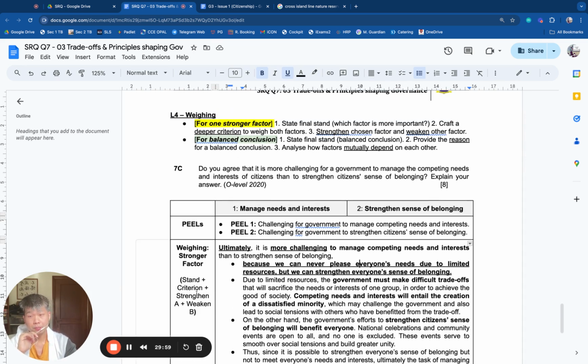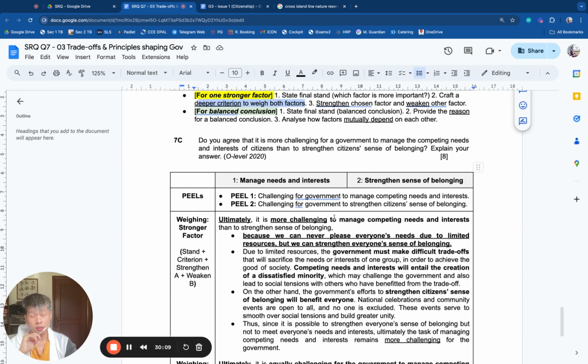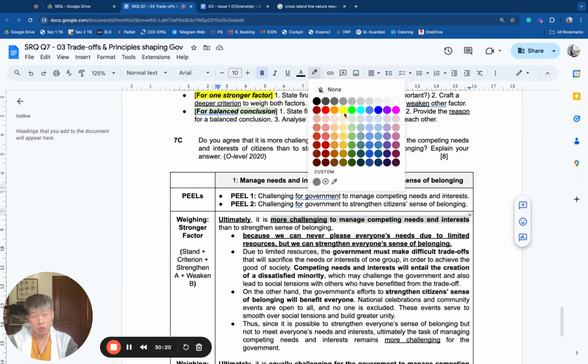For stronger factor, we state the final stand. We choose a deeper criterion to weigh both factors, and then we strengthen our chosen factor and weaken the other factor. So in this case, when I look at these two challenges, I think managing needs and interests is more convenient to explain as a challenge. So let's talk about why.